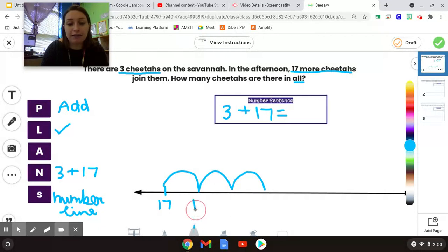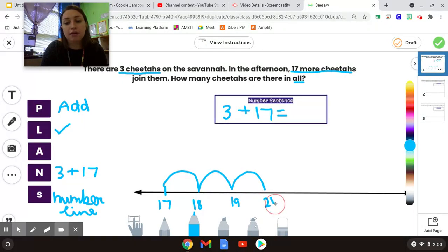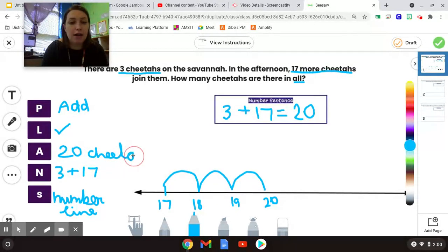17 plus 1 is 18. 18 plus 1 is 19. 19 plus 1 is 20. So there we go. So my answer is 20 cheetahs. So over here in my answer, I would write 20. And then I would write out cheetahs. C-H-E-E-T-A-H-S. Okay, 20 cheetahs. So that's how we do that one.